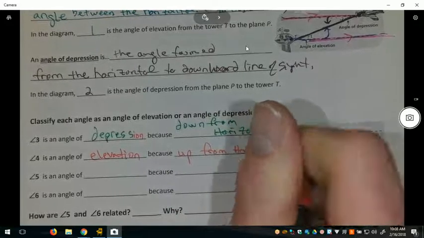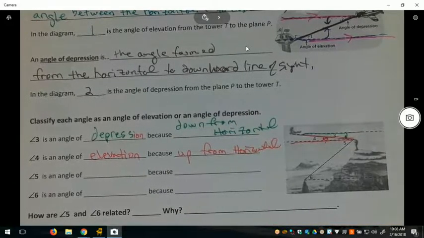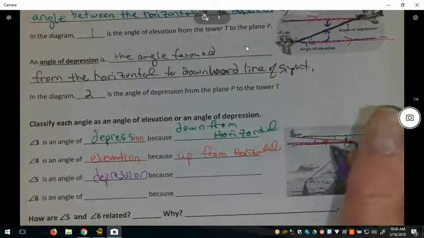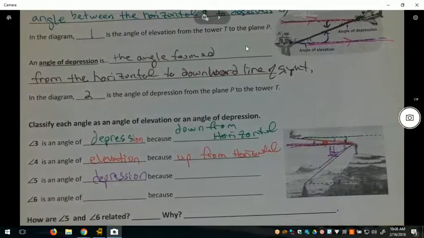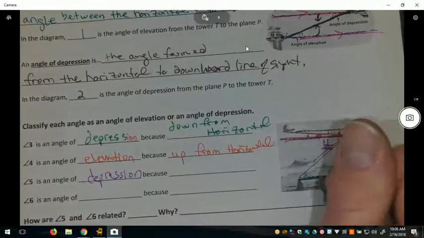Angle 4 is this angle right here. From the horizontal to the other edge of that angle, you're going up. So it is an angle of elevation, because it's up from the horizontal. For similar reasons, angle 5 is an angle of depression, because from the horizontal line of sight, they're looking down. And angle 6 is an angle of elevation. From the horizontal line of sight to the line of sight, you're looking up.